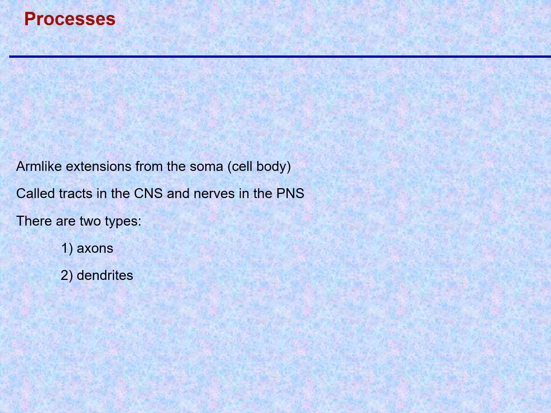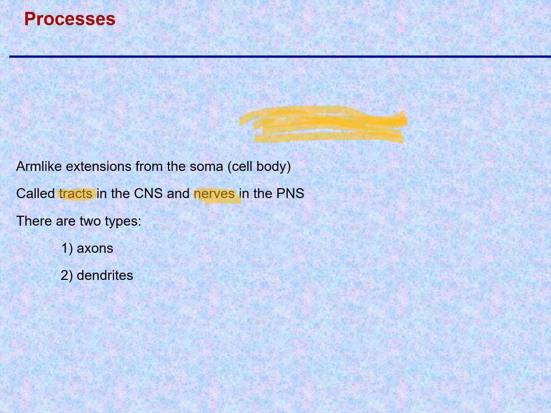Those processes or extensions from the cell body together form tracts in the central nervous system and nerves in the peripheral nervous system. So you get many axons going out, and they are bundled together. You can have hundreds of them bundled together into nerves in the peripheral nervous system. If it's a bundle of axons in the central nervous system, it's called a tract. So tracts in the central nervous system and nerves in the peripheral nervous system.